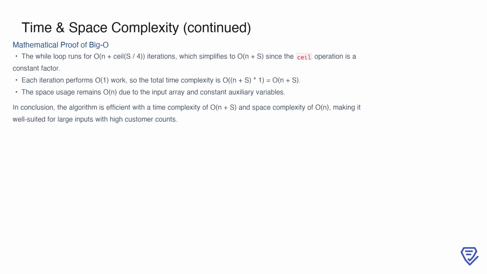To mathematically confirm the algorithm's big O complexity, consider that the while loop executes O(n + CL S/4) iterations. Since the CL operation is a constant factor, this simplifies to O(n + S). Each iteration involves constant work, so the total time complexity is O(n + S) * 1, which is O(n + S). For space complexity, the input array customers takes O(n) space, while the auxiliary variables require only O(1) space. Thus, the overall space complexity remains O(n).